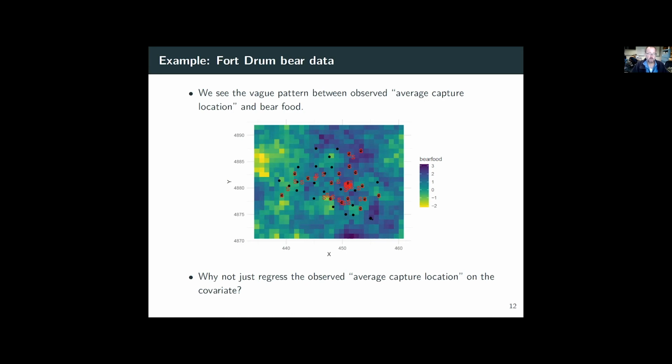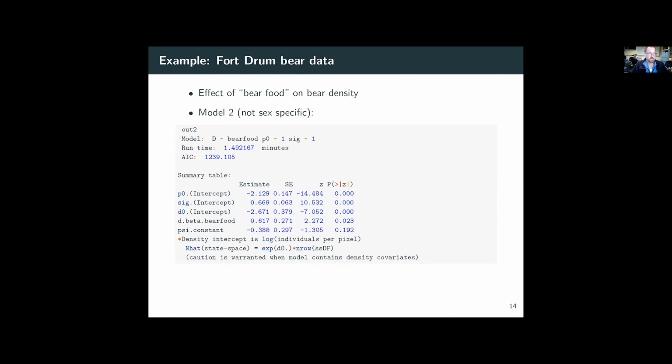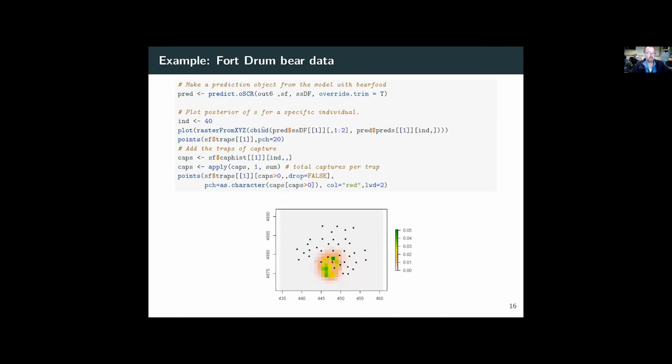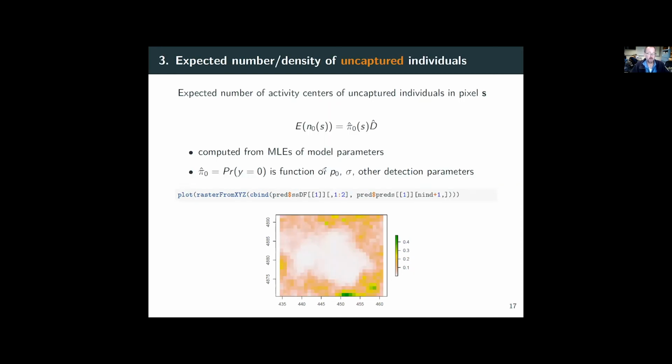Because we're generating a prediction for the model that has bear food as a density covariate, the model says there's a strong positive effect of bear food on density, so there must be some bears that we're missing down here. Anyway, this is a cool plot that shows, within the state space that encloses your study area, where you are not sampling well. That's really what this is all about: where you are doing a good job sampling, and where you are not.